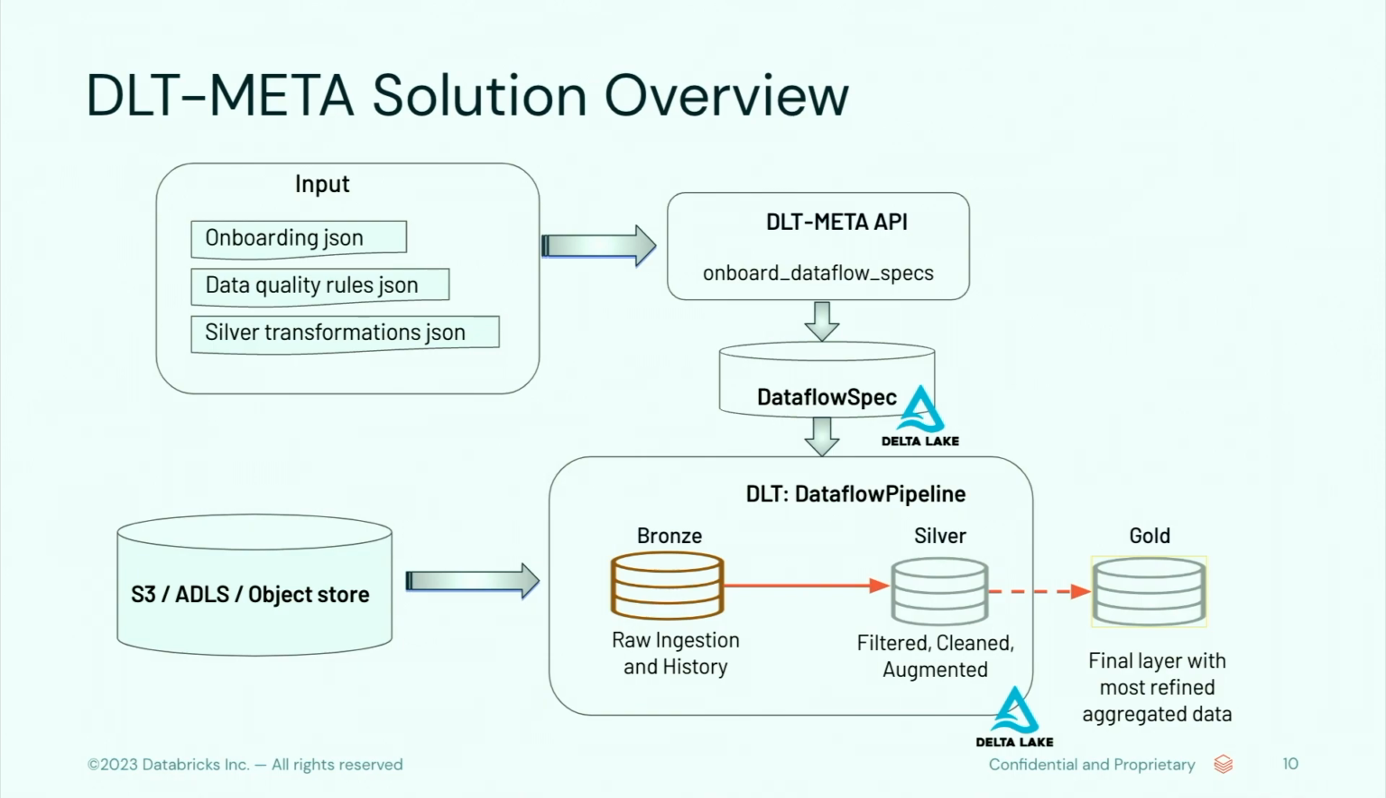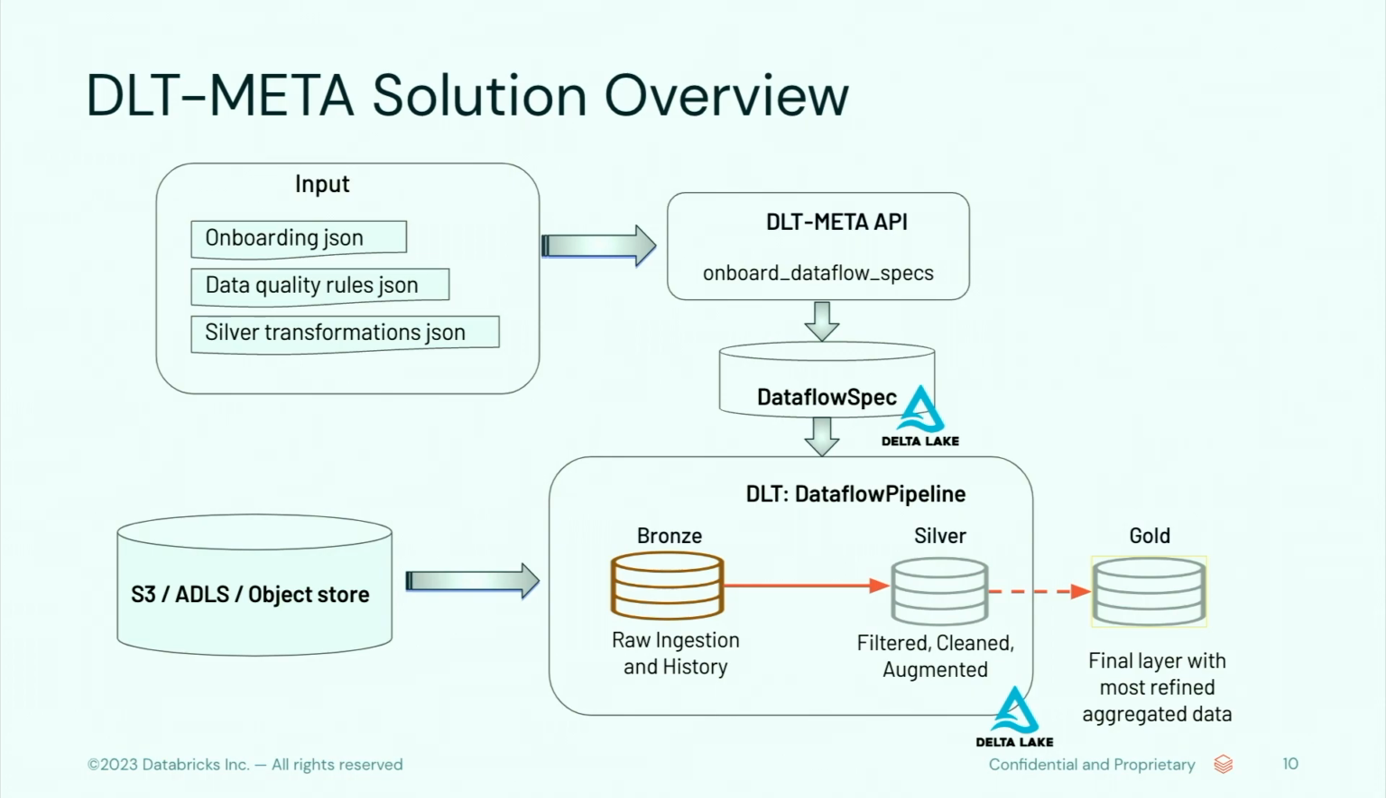So here's the solution overview, and Ravi will walk you through the demo and show how it looks. But this is a very quick overview. Basically, what we need is the input files, and there are 3 major input files that we're going to use. One is the onboarding JSON file. The second one is the data quality rules JSON. And the third is the silver transformation JSON logic, which is basically that enrichment layer that we want. Once we have the input files, all 3 files will be consumed by the DLT-META API, which we call the onboard data flow specs. That API is meant to translate the metadata information that we give it as input into a Delta table, which we call the data flow specs.